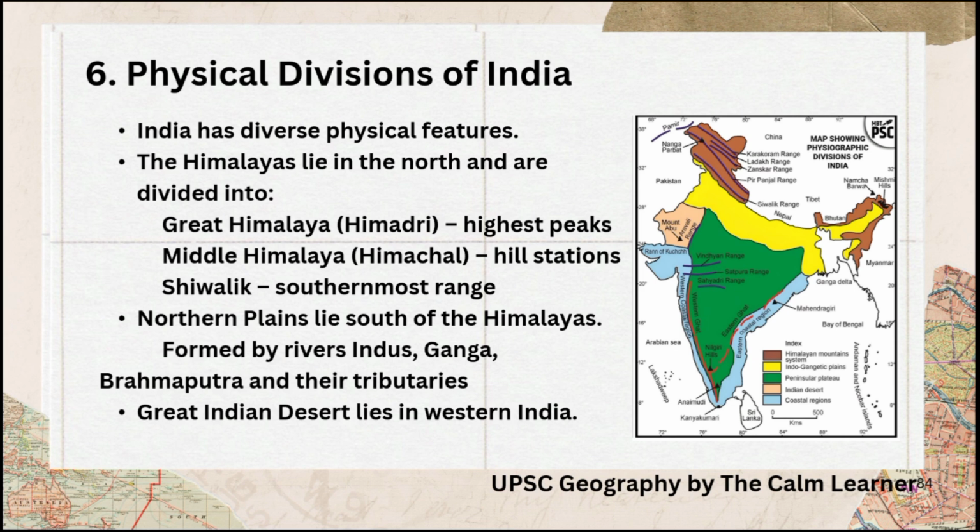In the western part of India lies the Great Indian Desert or the Thar Desert. This region is hot, dry, and sandy and receives little rainfall. As a result, vegetation here is very sparse.